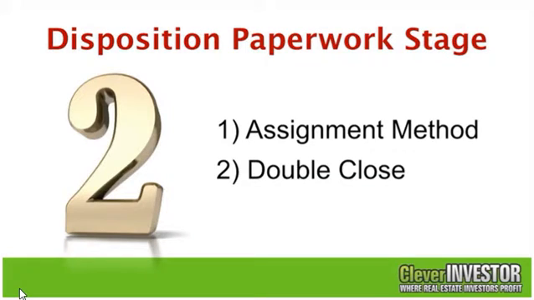At this point, once the cash buyer steps forward, depending on how much money I'm going to make as a wholesaler, I will then make my choice which closing technique I'm going to use to complete the transaction. There are 2 different closing methods that wholesalers use. Method number 1 is called the assignment method. Method number 2 is called the double close method.